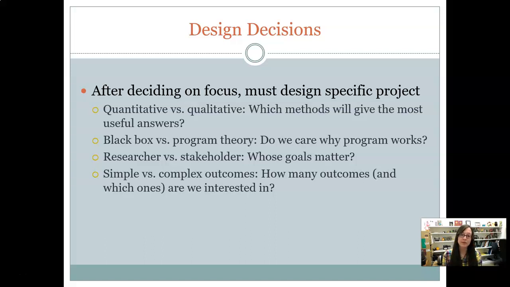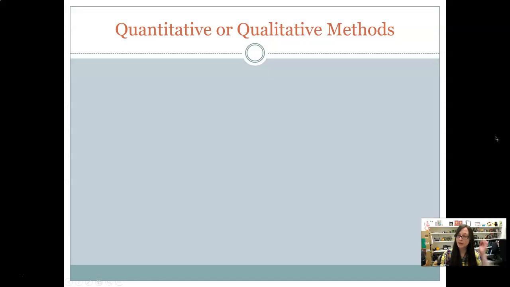And do we want researchers' or stakeholders' goals to be more important? And do we want simple or complex outcomes? So how many outcomes, and which ones are the ones that we're actually interested in? So we're going to go into each one of those in detail. So starting with quantitative or qualitative methods.